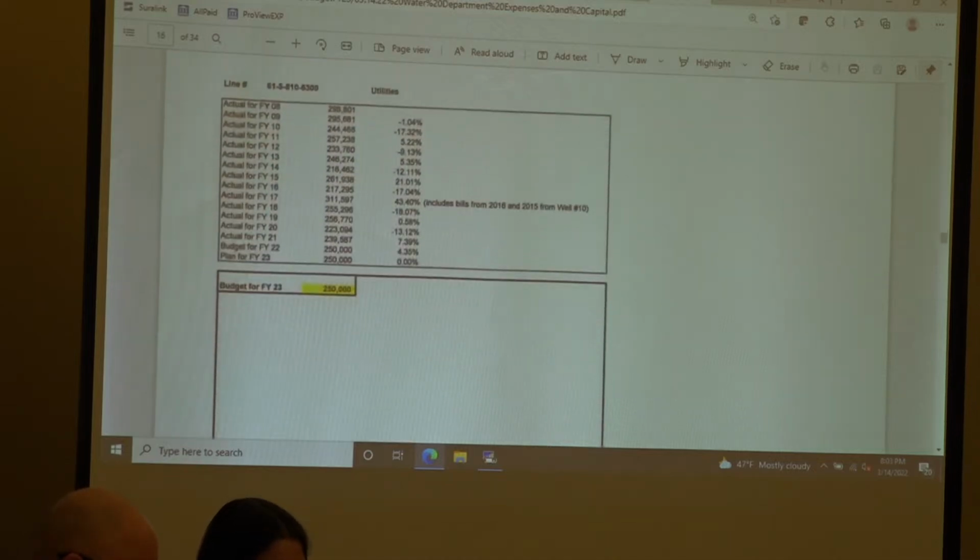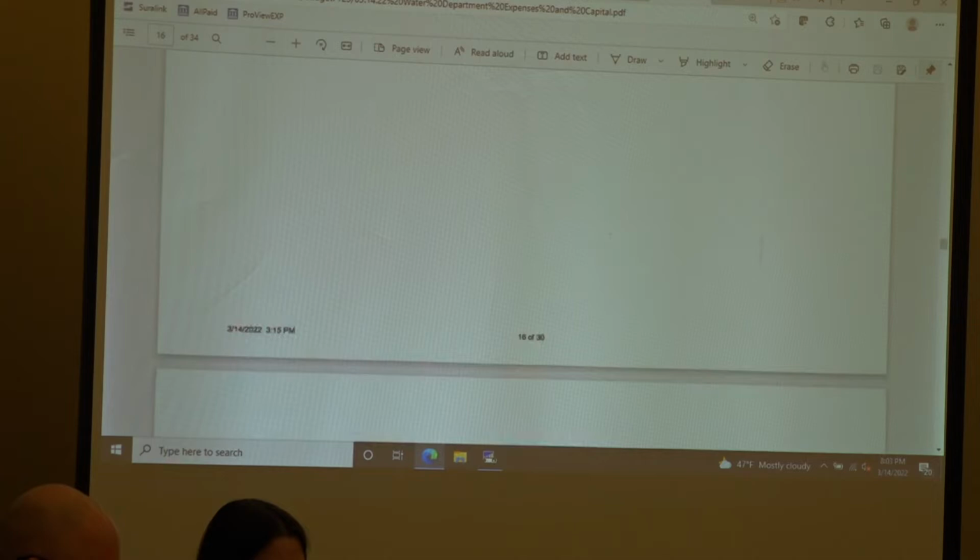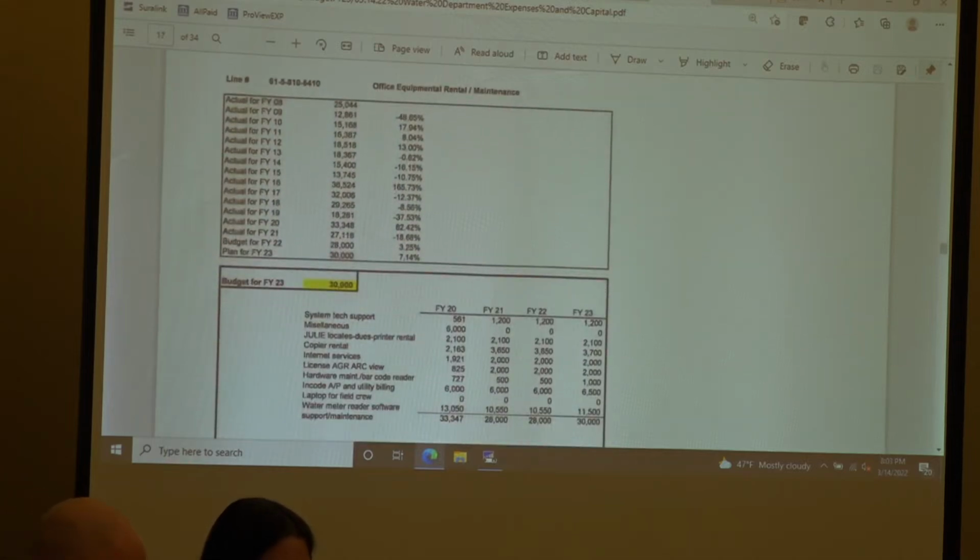Utilities, $250,000, staying the same. Office equipment, rental, and maintenance, we bumped that up. No, actually, yes, we've bumped that up again, the internet would be the main issue on that one.